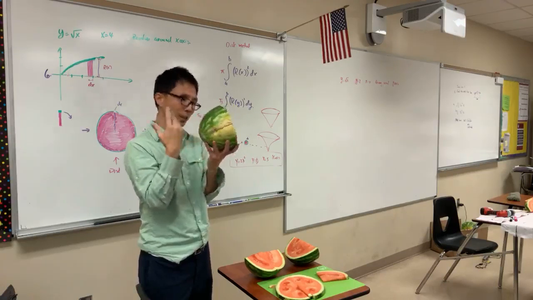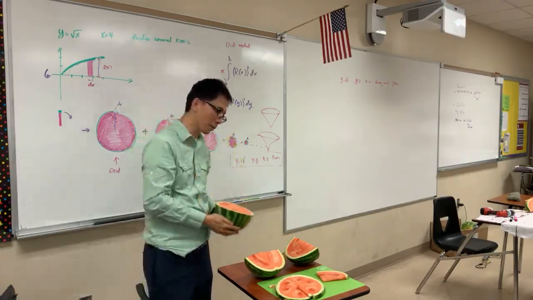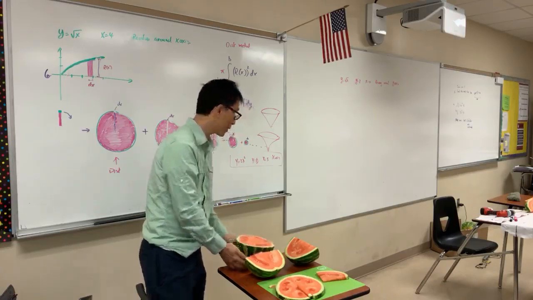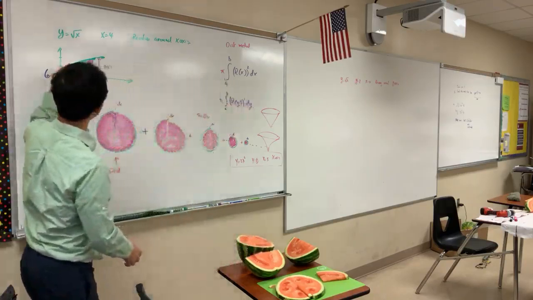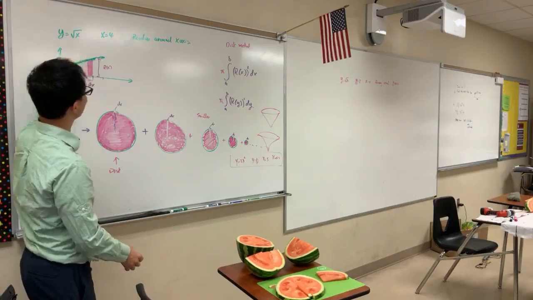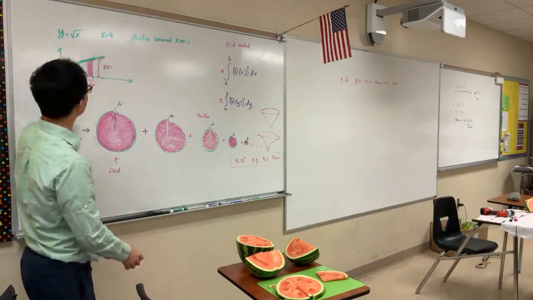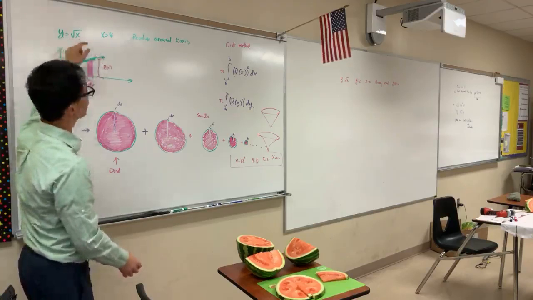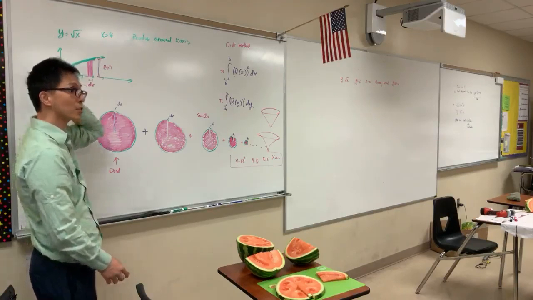We're also going to assume a lot of things. Right now we're going to start with this piece right here. This is the graph, which is the skin of the watermelon, and we're going to assume that the skin has a curve of the square root of x.